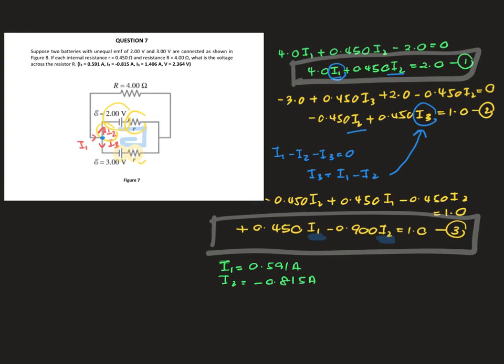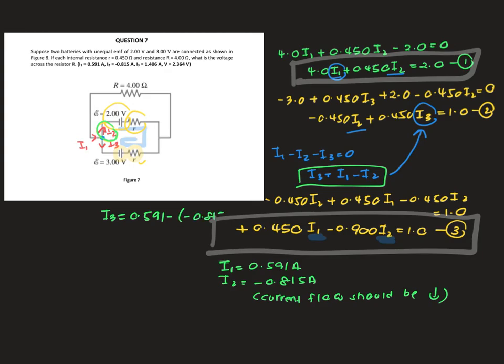Negative means the wrong direction, therefore the current should flow downward. Because the assumption is this one, so it should be downward. Once I find that, I can find I3 using this equation. So I3 equals I1, which is 0.591, minus I2, minus negative 0.815. So my answer is 1.406 ampere.